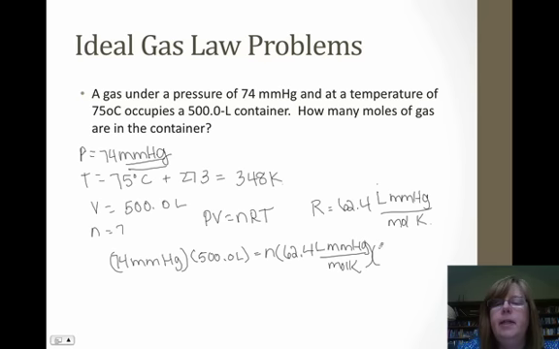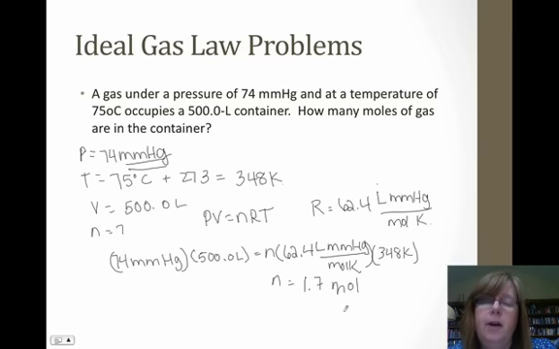And our temperature is 348 Kelvin. Okay, we are done with the chemistry here. Now all we have to do is the math. And so N is going to be equal to 74 times 500 divided by parentheses 62.4 times 348, end of parentheses, and the value you get for N is 1.7 moles. Now it's important that you plug these numbers into your calculator to make sure that you're putting them in the right way. And be sure that you can solve for this N using your algebra. It's easy to make mistakes.